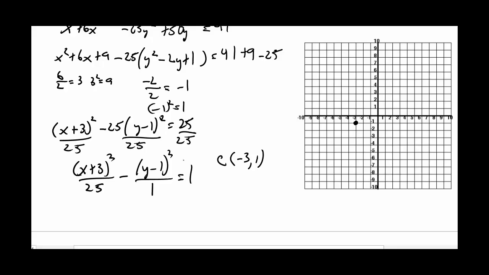And then I'm going to go left and right. So 25 says go left and right 5. So 1, 2, 3, 4, 5, and 1, 2, 3, 4, 5 right there. I go up 1, down 1. And that's where I'm going to sketch in my graphing box.